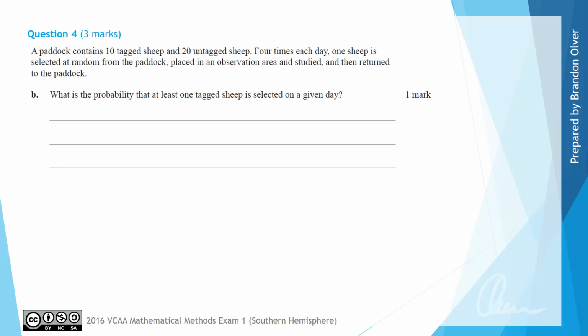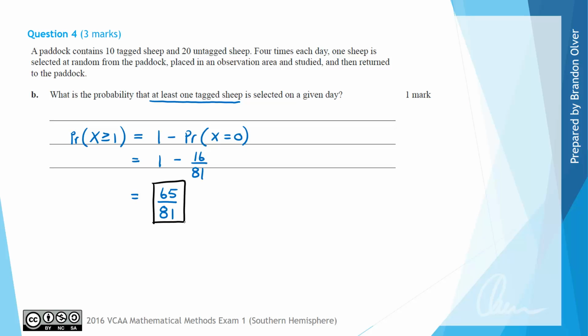For part B, we're asked what is the probability that at least one tagged sheep is selected on a given day. So that's going to be the probability of selecting at least one tagged sheep, and we know from our knowledge of complementary events that that is going to equal 1 minus the probability of selecting 0 tagged sheep, which is in fact what we found on the previous slide. So that's going to equal 1 subtract 16 over 81, and that is going to equal 65 over 81. So that is the answer for part B of this question.